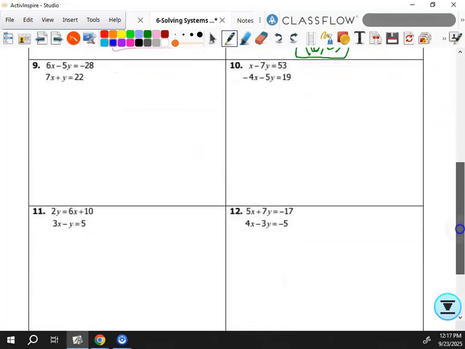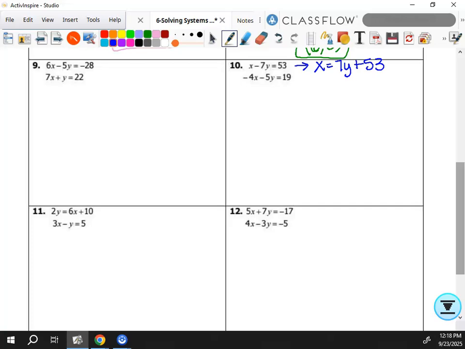All right, we're going to jump to number 10. On number 10, do I need to solve one of these before I can substitute? Yes. Which one would you pick, the first one or the second one? The first one, be easier. And would you solve for x or y? X. Don't you think if I take that first equation and solve for x, it would make it way easier than solving for y or anything else, right? So this is going to become x equals 7y plus 53. No reason to force it into solving for y.